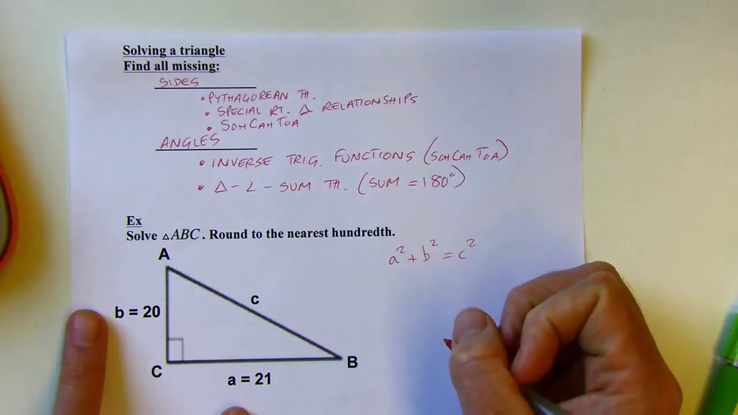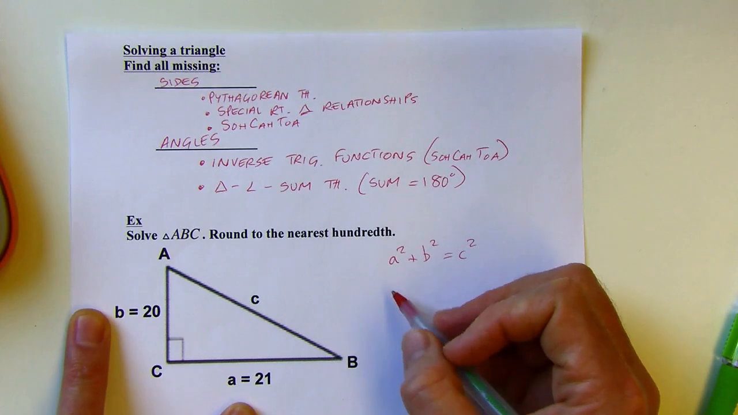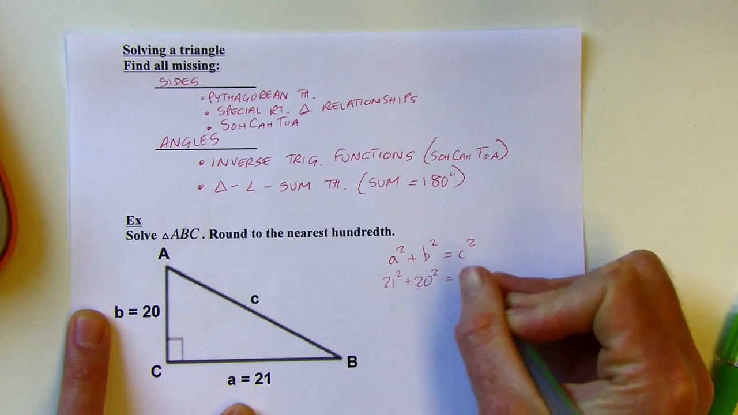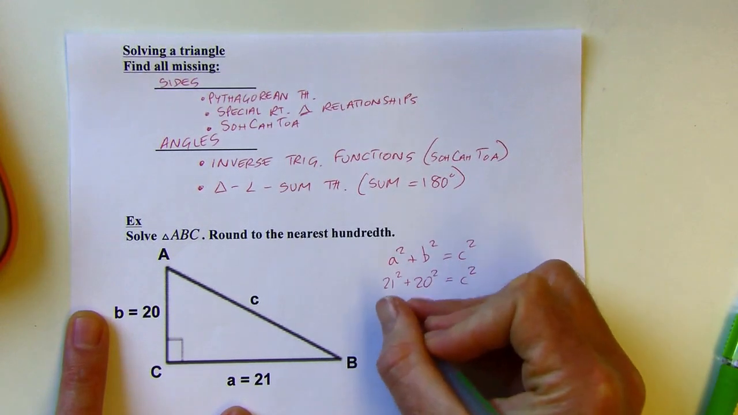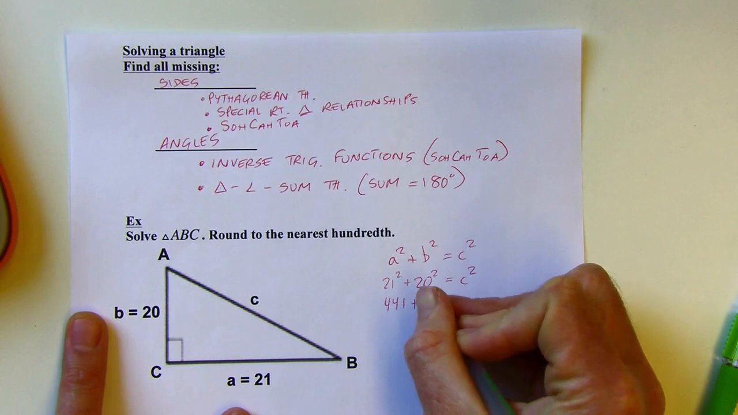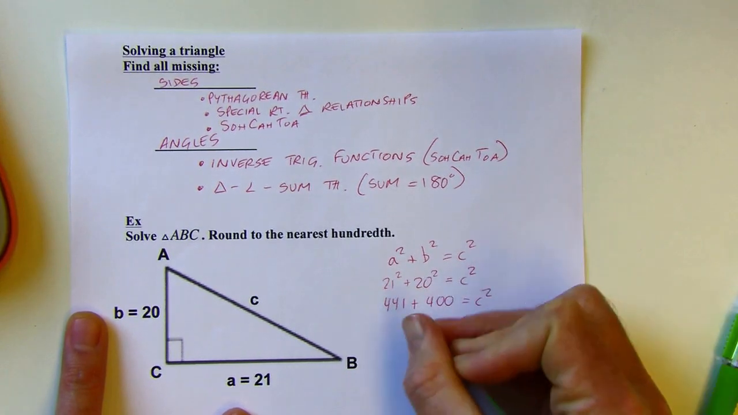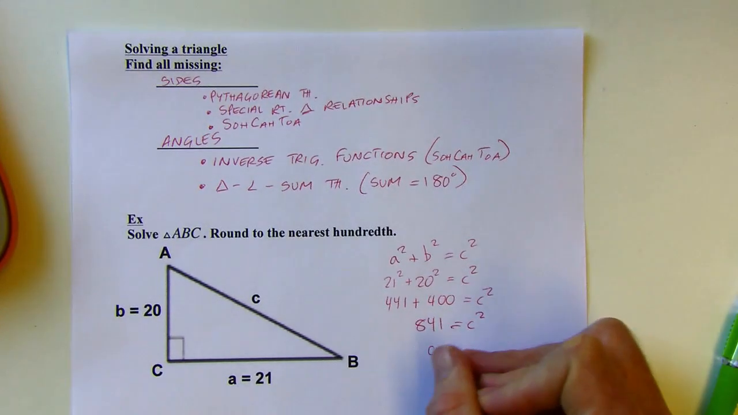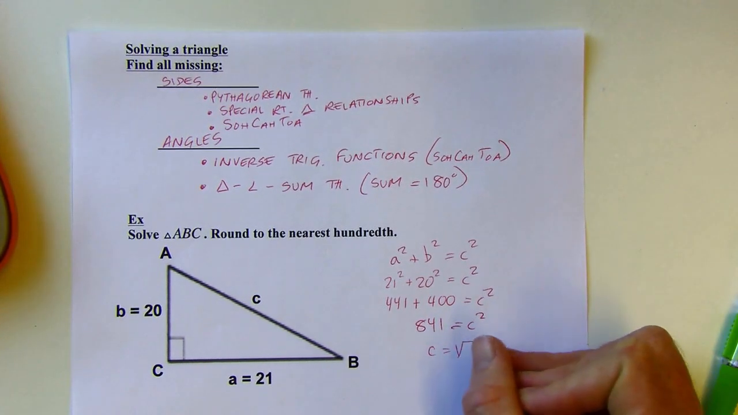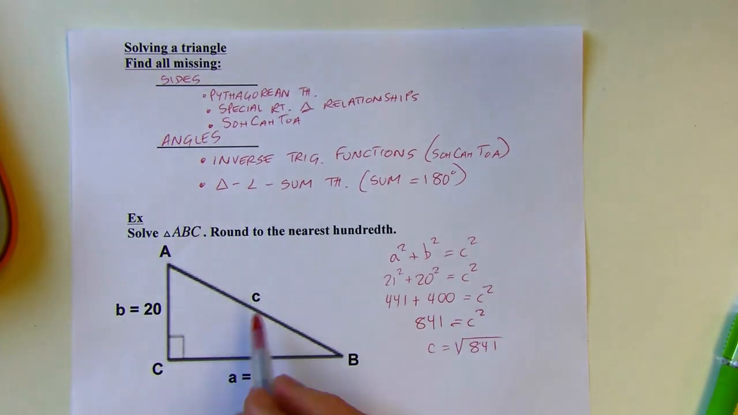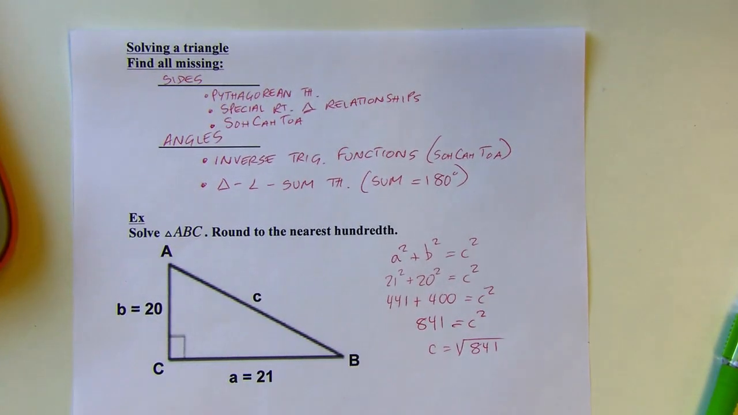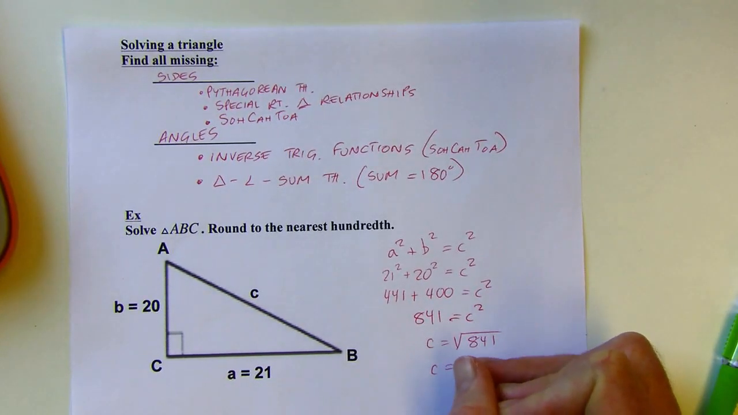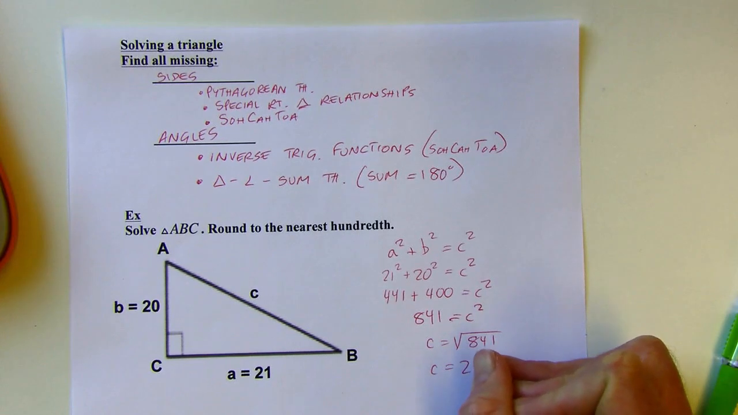Just make sure A and B are the sides, which they are here. So 21 squared plus 20 squared equals C squared. 21 squared is 441. 20 squared is 400. 841 equals C squared. Then I'm going to take the square root of both sides, and I only want the principal, positive root, because this can't be a negative length. 841 is a perfect square, so I get an integer answer.